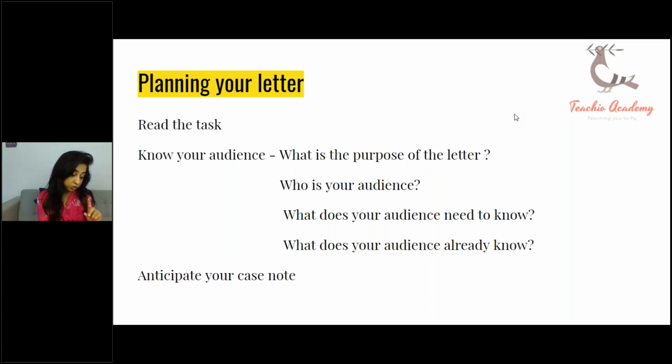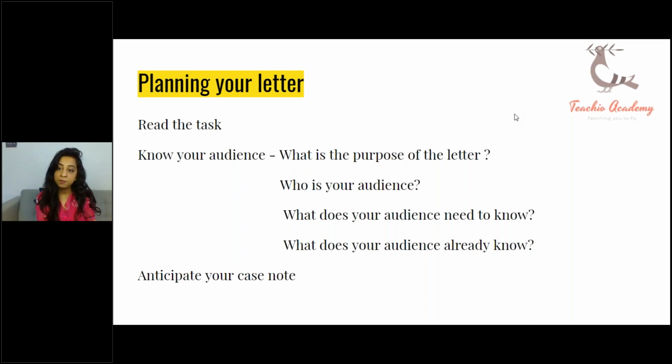Okay. So now, once you've read your task, try and anticipate in your mind what actually is needed, or what might be included in the case note that you definitely need to include. So that would be the history of diabetes.